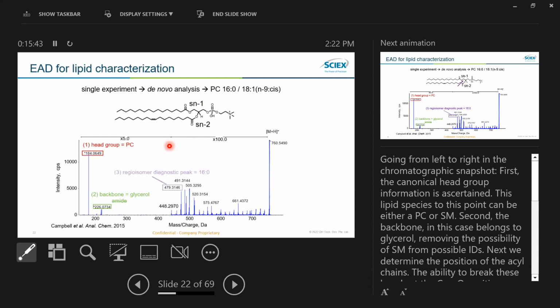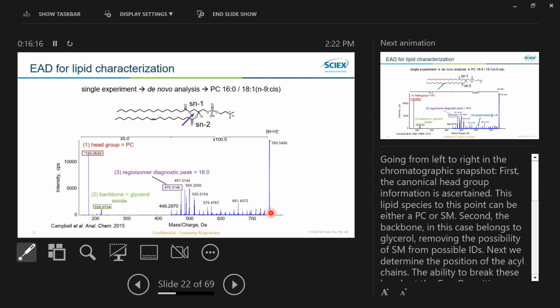And then if we move along down the MS-MS spectra here, this peak at 479 is a fragment between this ester group on the glycerol backbone of the SN1 position. So this 479 is diagnostic of an SN1 position, and from the molecular weight of that acyl chain, the SN2 would be 18:1. So we can get regioisomer distinction from this technology.